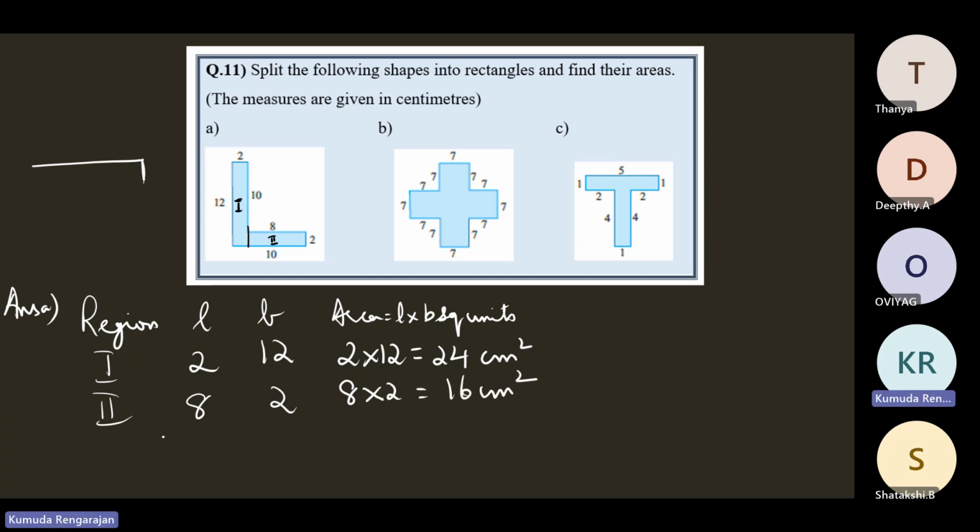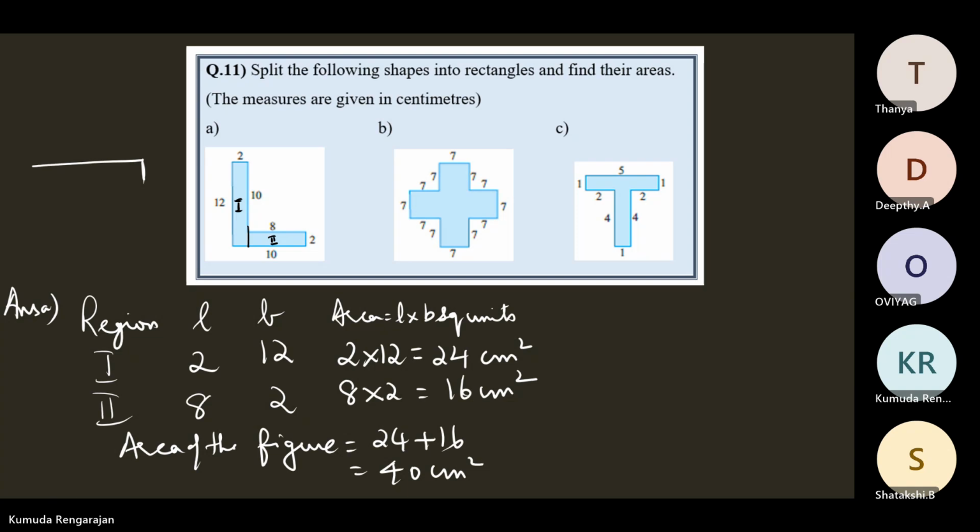Yeah, very good. So area of the figure is equal to? 40 centimeters square, ma'am. Very good. You must say 24 plus 16, which is 40 centimeters square. Very good. So nice. Children are completing homework in the holidays also. Very nice.